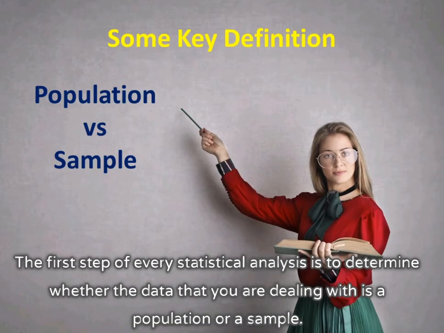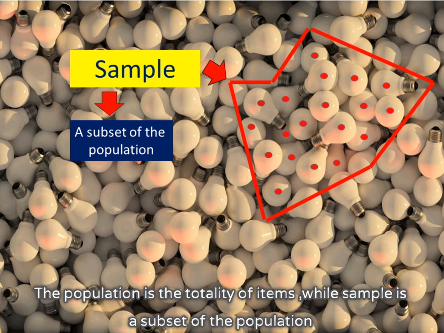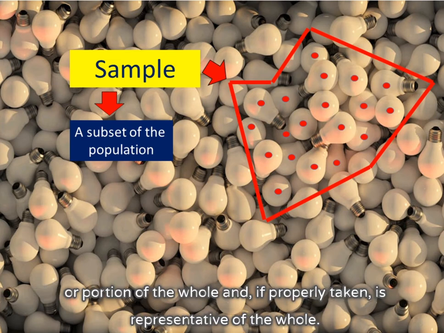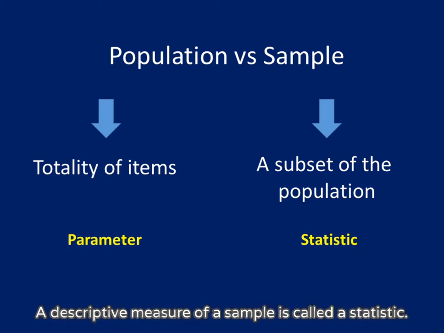The first step of every statistical analysis is to determine whether the data that you are dealing with is a population or a sample. The population is the totality of items, while sample is a subset of the population or portion of the whole and, if properly taken, is representative of the whole. A descriptive measure of the population is called a parameter. A descriptive measure of a sample is called a statistic.